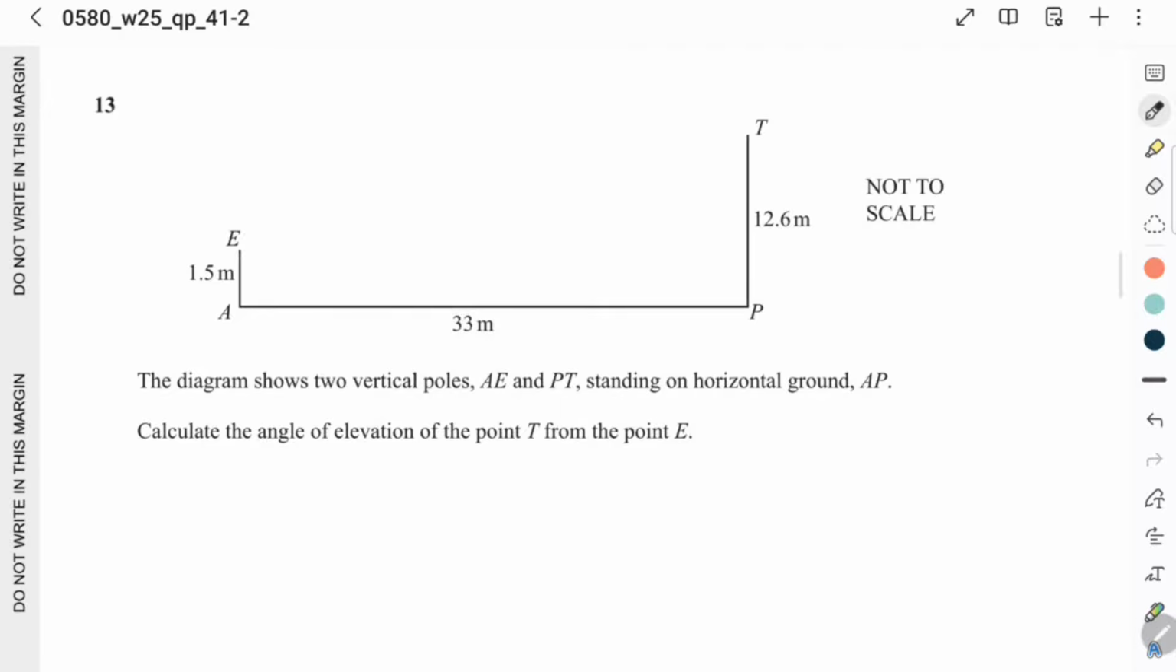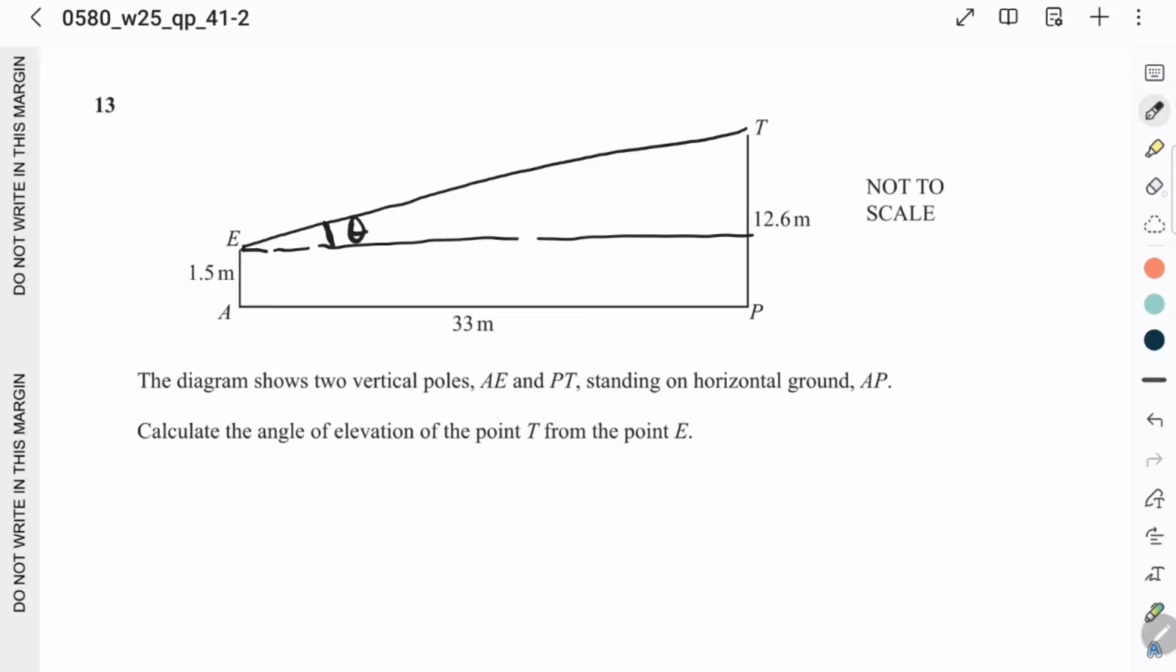In 13 question we have the diagram shows two vertical poles AE and PT. These two poles they are talking about, standing on the horizontal ground AP. Calculate the angle of elevation of T from the point E. It means that somebody is at E and looking at T from point E. This is the eye level, somebody is looking from there, and this angle is required.